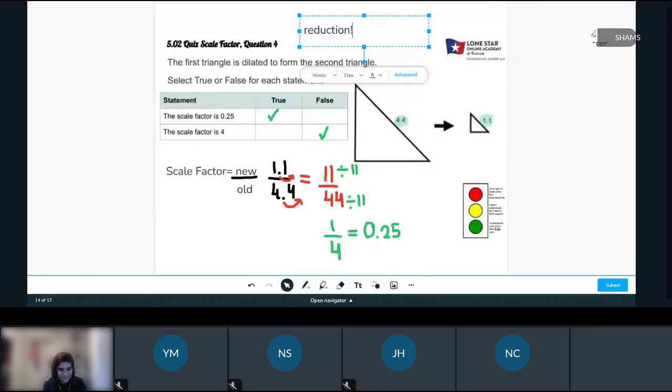Because less than 1. Less than 1, scale factor is less than 1. Very good. Excellent.